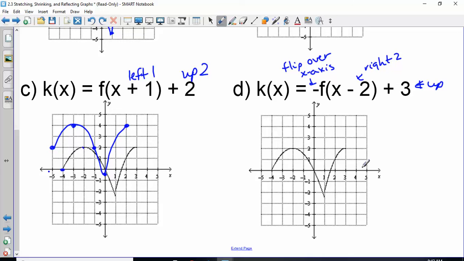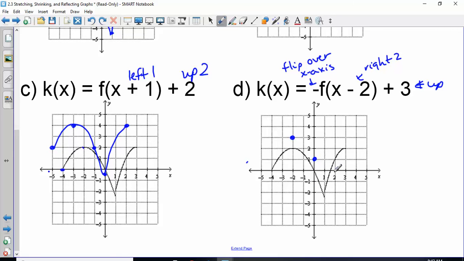Up 3. Okay, so let's talk through this. If I take this point and flip it, does it go anywhere? No. And then I need to move it right 2 and up 3. My board keeps freezing here. Okay. So if I take this point and I flip it over the x, it comes down to -2. And then we go right 2 and up 3.